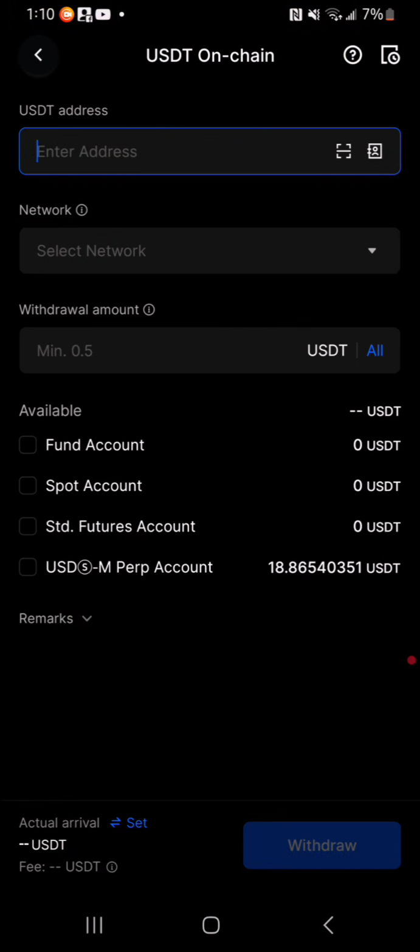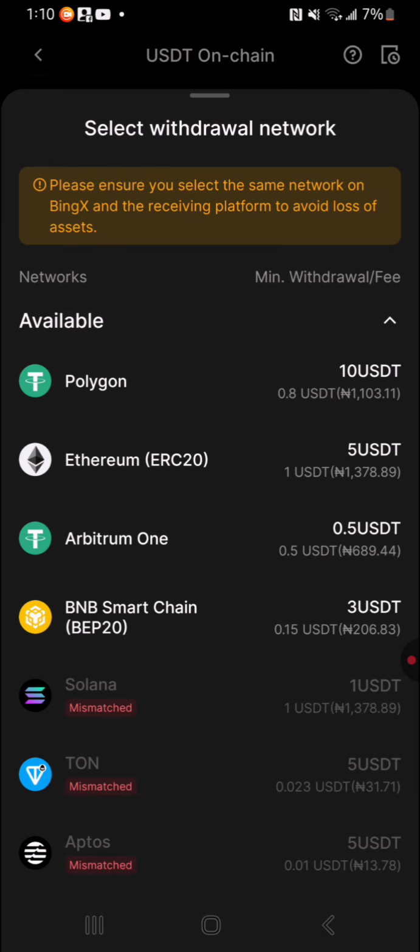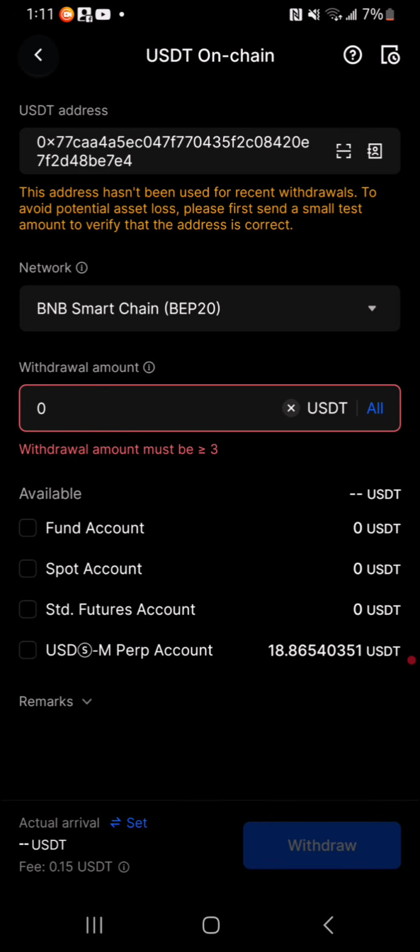And I can think of doing some little tasks again that will give me some vouchers, so I can use it to also trade as well. So I'll be withdrawing on the BNB Smart Chain network, because the fee there is about 0.15 USDT. So let's make that withdrawal there.